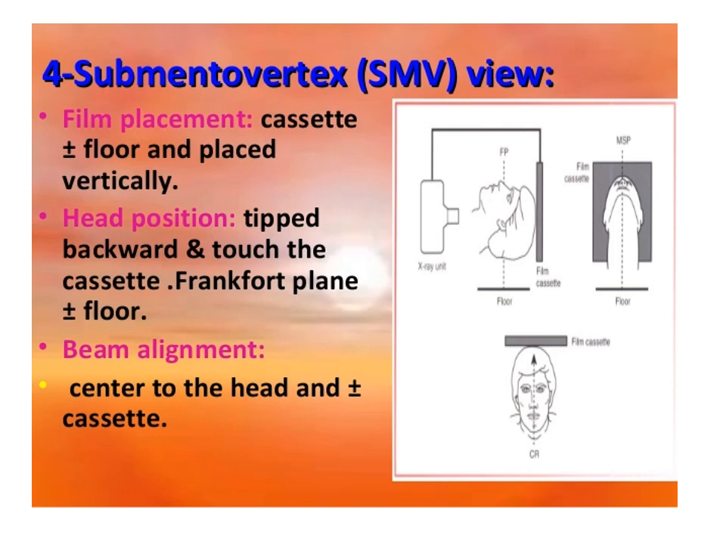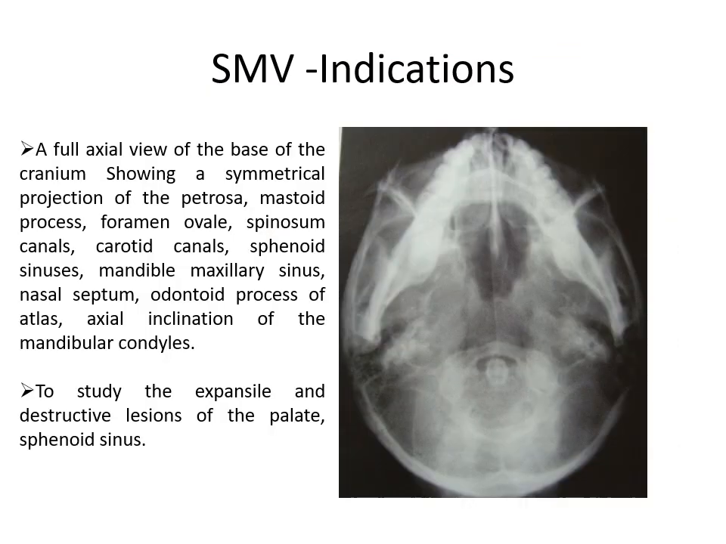The head position is tipped backwards and should touch the cassette. The Frankfurt plane is exactly perpendicular to the floor here. The beam alignment, or the direction of the central ray, is passed from the head to the cassette. See here, it is passing from the mental region and exits towards the vertex region, hence it is called the sub-mentovertex view. So let us see the indications of the sub-mentovertex view.